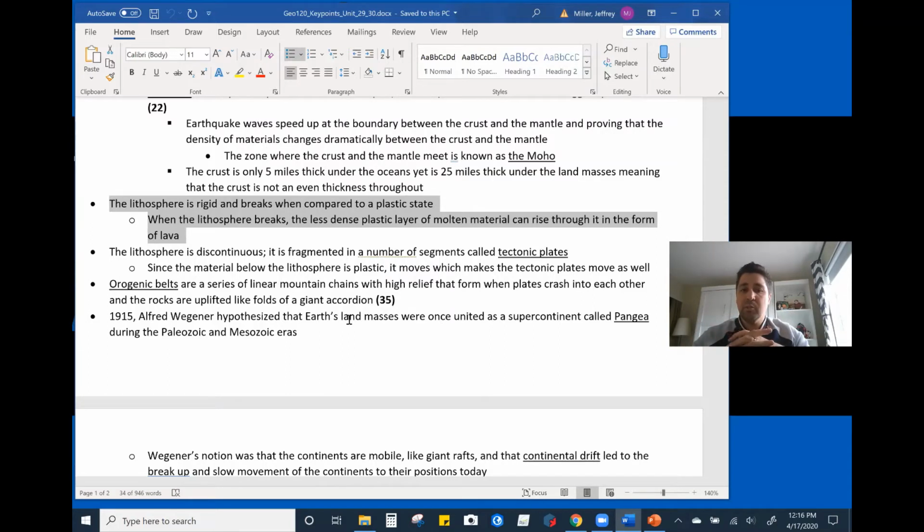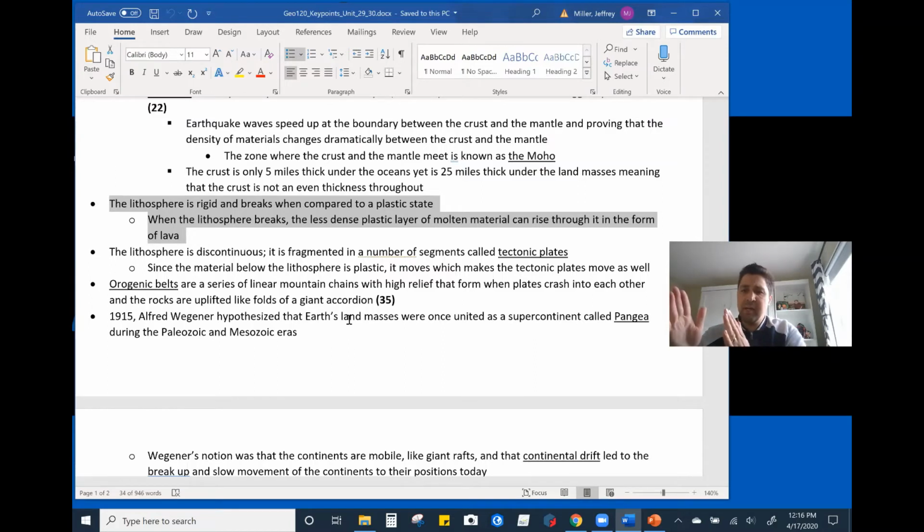And so when the crust breaks, when the lithosphere breaks, the less dense layer of molten lava will in many cases rise up through the crust, and that's what we have with volcano eruptions. That's where lava comes from, the upper mantle. And it's the fact that the crust itself can break very easily if under pressure.